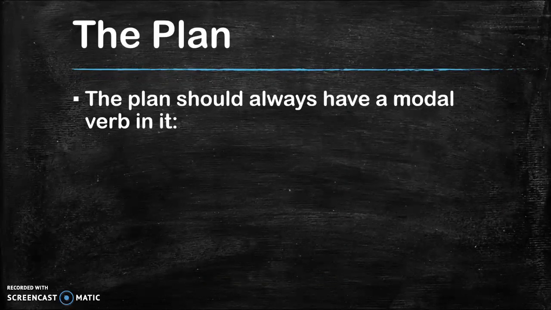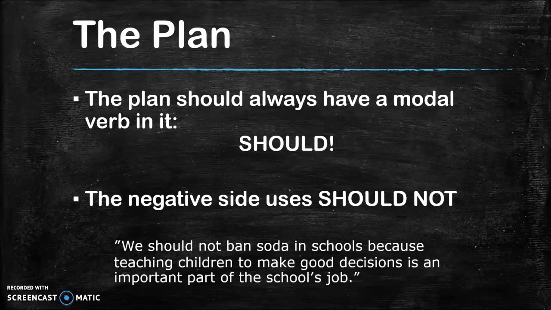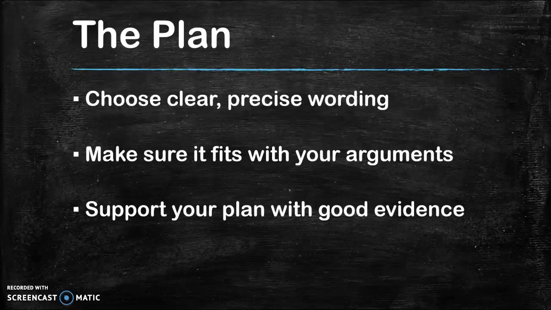The plan should always have a modal verb in it, should. The negative side will use should not instead. An example of a negative plan could be, we should not ban soda in schools because teaching children to make good decisions is an important part of the school's job. The plan is the shortest part of the constructive speech, but take your time to choose clear, precise wording for your plan. Make sure it fits with your arguments, and make sure that you can support it with good evidence.